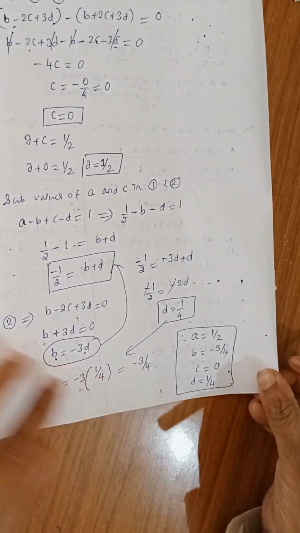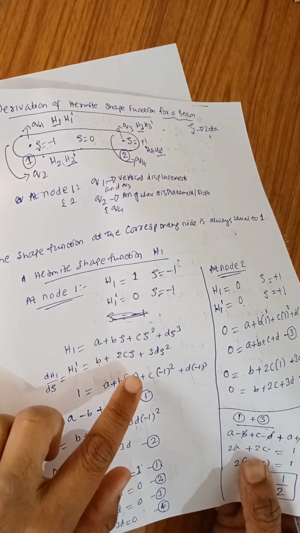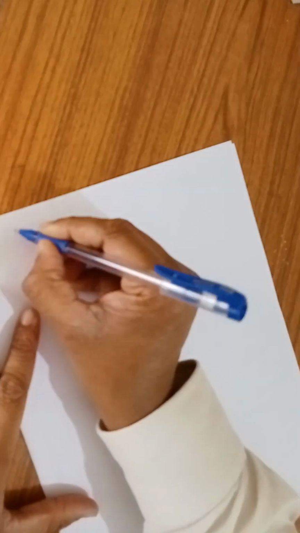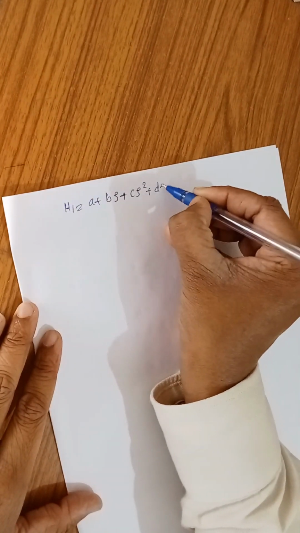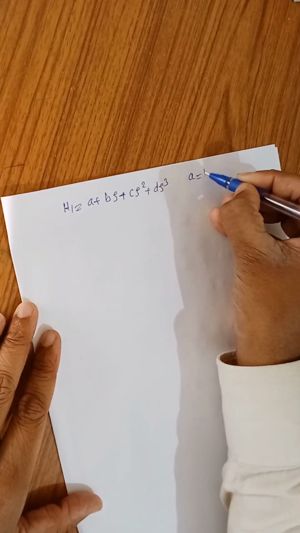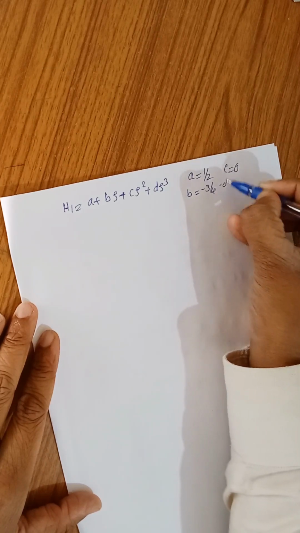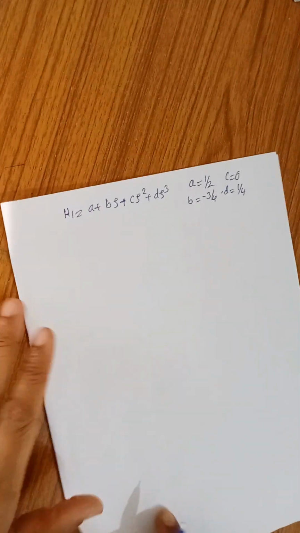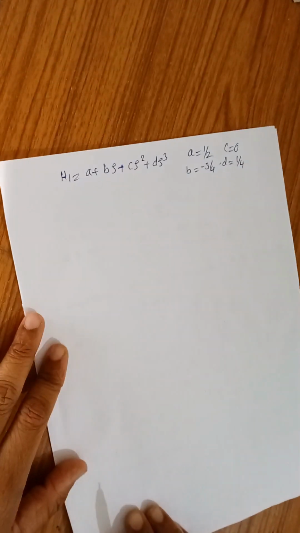Now let me substitute all those values into the Hermite shape function h1. So h1 is a plus b zeta plus c zeta square plus d zeta cube. Let me write that, a plus b zeta plus c zeta square plus d zeta cube. Now let me substitute all those values: A is half, b is minus 3 by 4, c is 0, and d is 1 by 4.